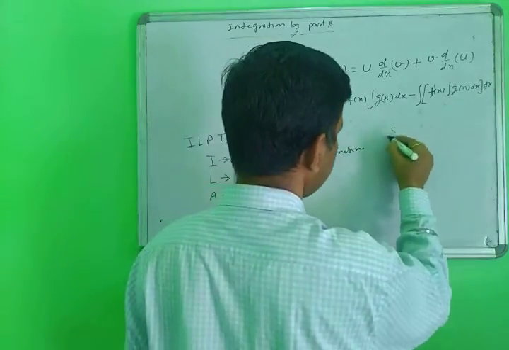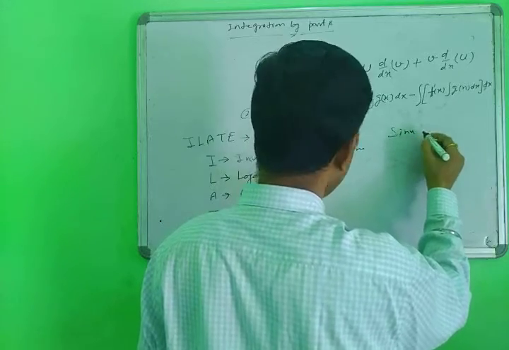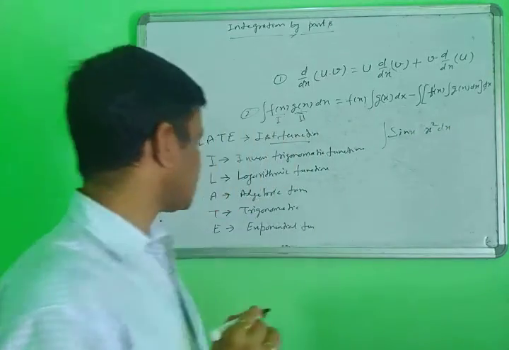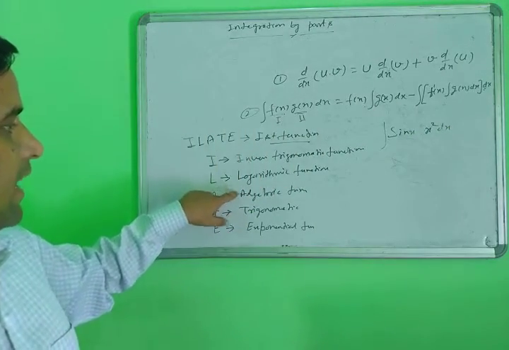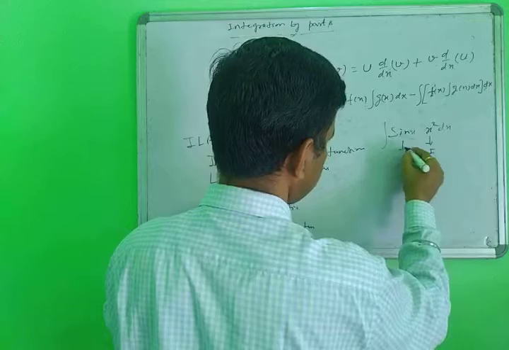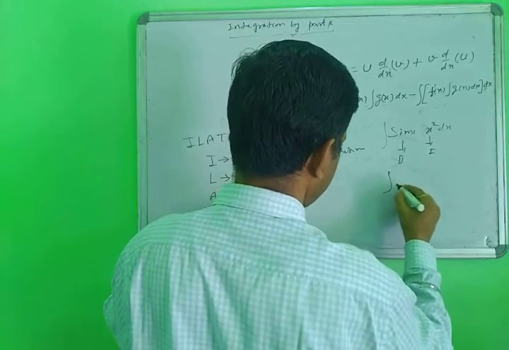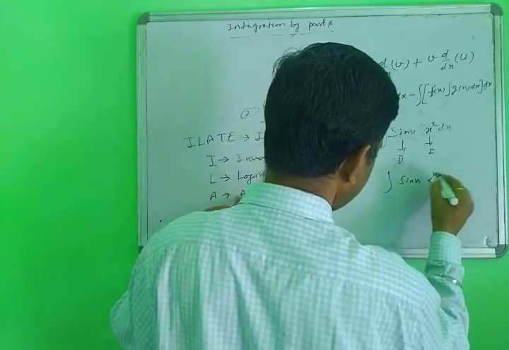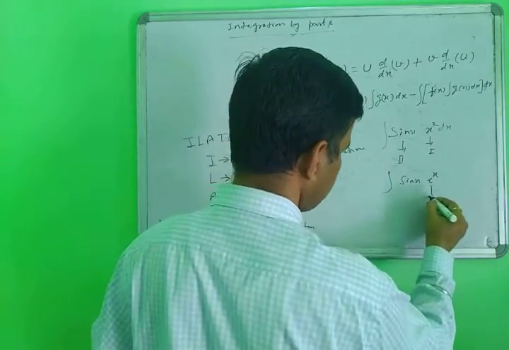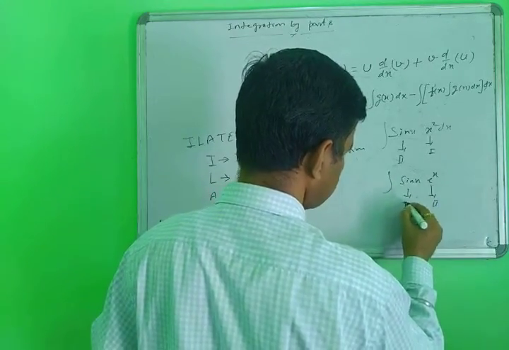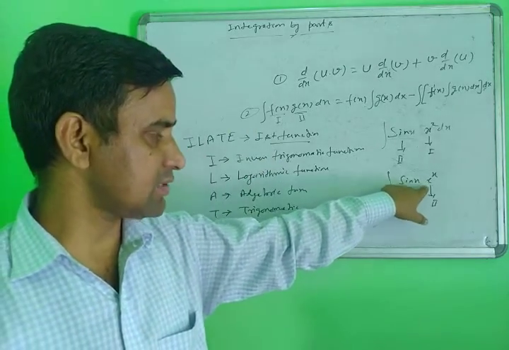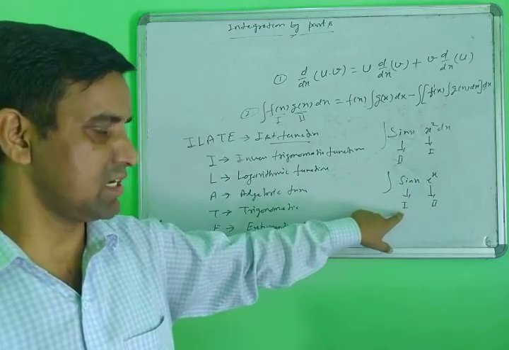Suppose you have sine x and x square in an integration. Which one will you select, the trigonometric function or the algebraic function? The algebraic function comes first, so x square will be first and sine x will be second. But here, if it is sine x and e to the power x, the trigonometric function comes first and the exponential function comes second. So you select e to the power x as your second and sin x as your first.